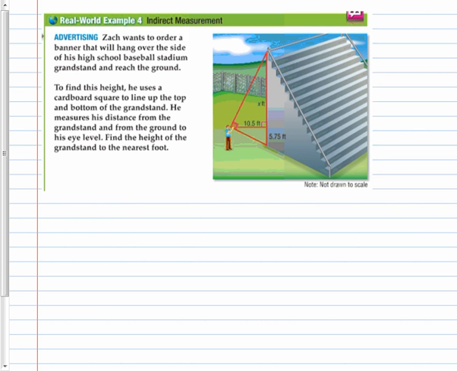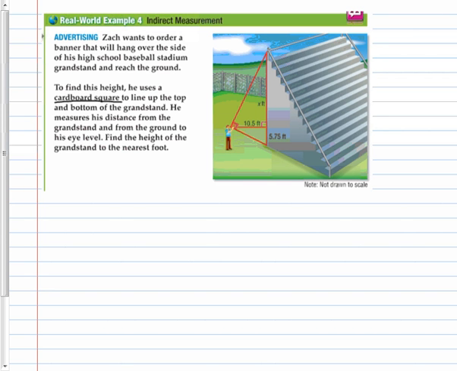Here's a cool application. Zach wants to order a banner that will hang over the side of his high school baseball stadium grandstand and reach the ground. To find this height, he uses a cardboard square. All you can use is a piece of paper or anything that's square, your book, to line up the top and bottom of the grandstand.